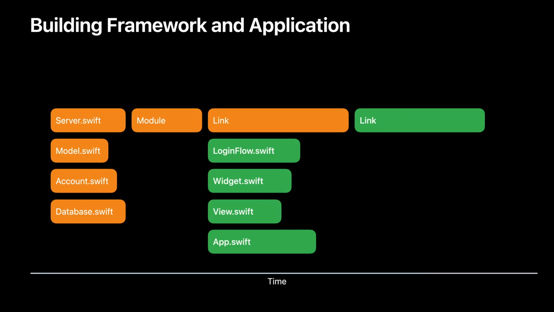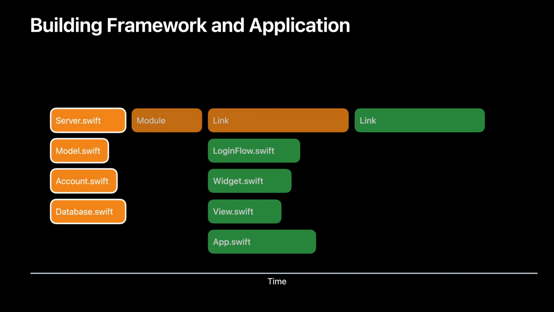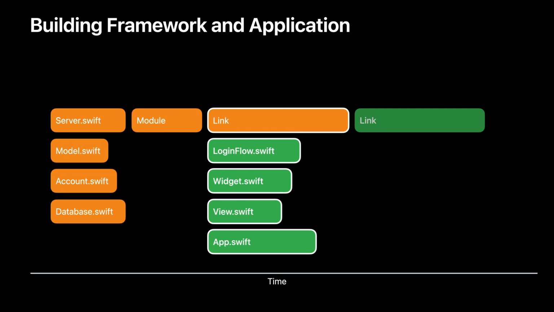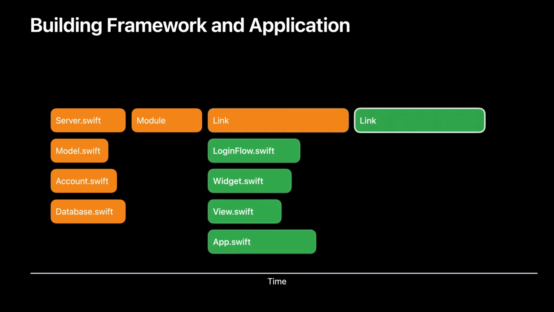Let's take a look at the build performance improvements when Xcode builds multiple targets, like a framework and application. First, it compiles the framework sources. Then, it generates a module that enables linking and compiling the application sources. And then it links the application, completing the build.